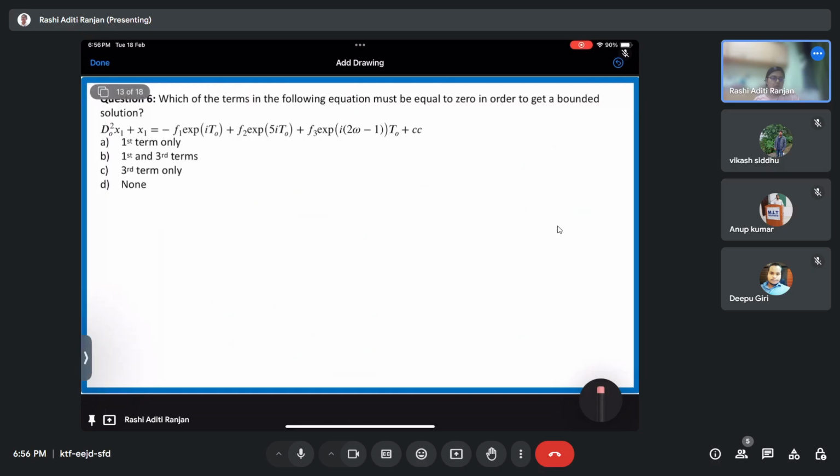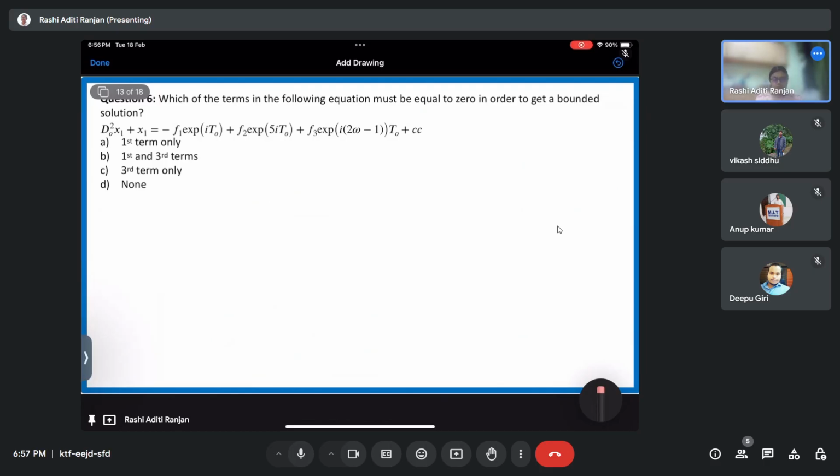Okay, coming on to question number 6. The question says: which of the following terms in the following equation must be equal to 0 in order to get a bounded solution? So this is just another way of writing the question: which of the following terms are actually secular terms?